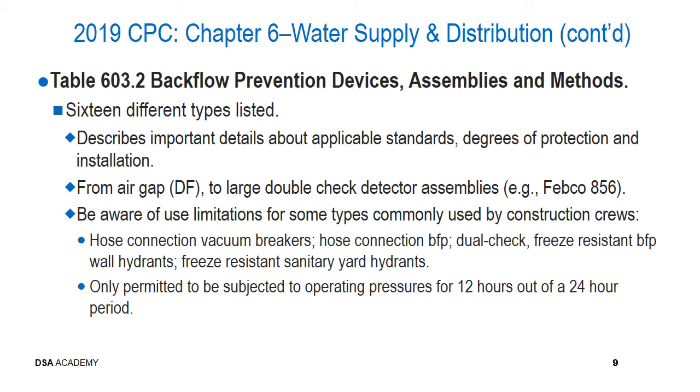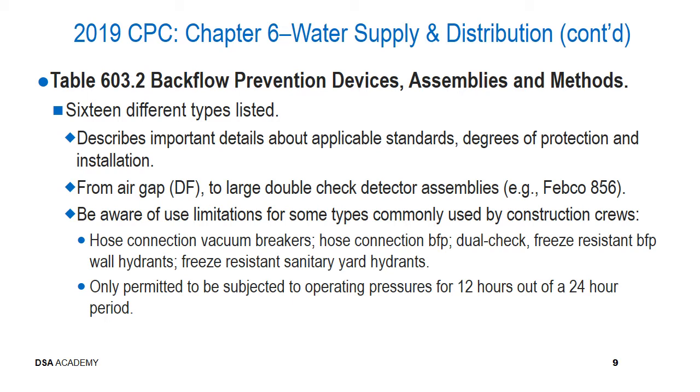As we mentioned on the previous slide, there are several options for plumbing system designers to use with respect to selecting and installing backflow prevention devices. Table 603.2 addresses approximately 16 different types, and these types vary in important details with respect to applicable standards, degrees of protection, and installation practices.